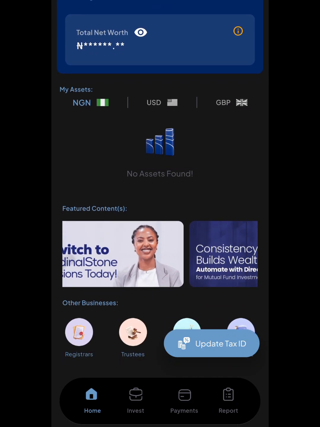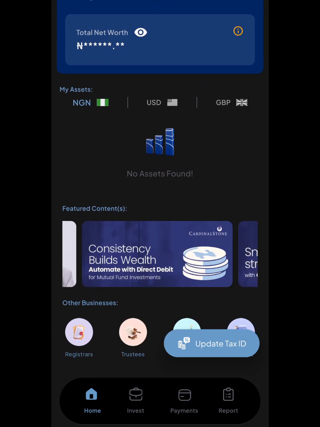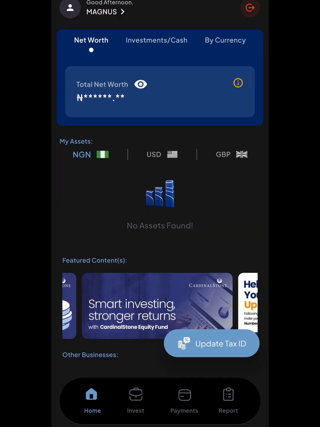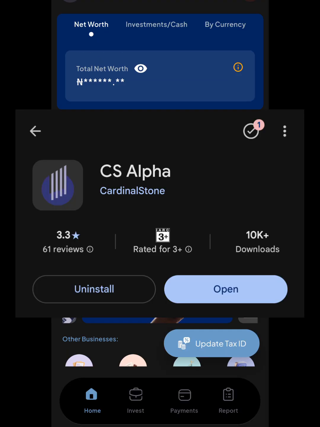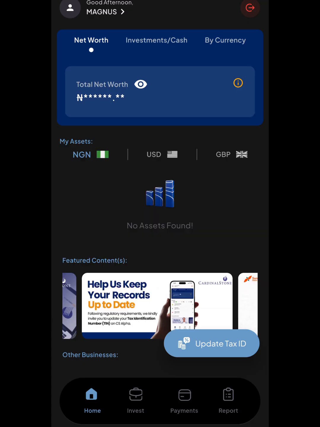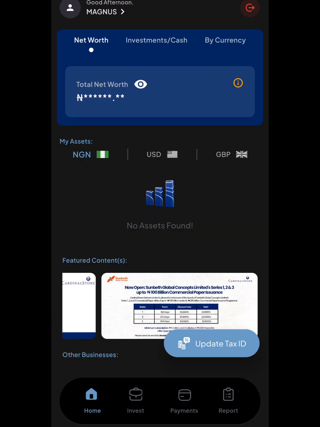In today's video, we're going to be talking about how to buy mutual funds on the CardinalStone platform. I'm using their app, which is called the CS Alpha, but you can also use the website as well. This video is not just about me buying mutual funds, but also just explaining what mutual funds are all over again and how you can buy it.